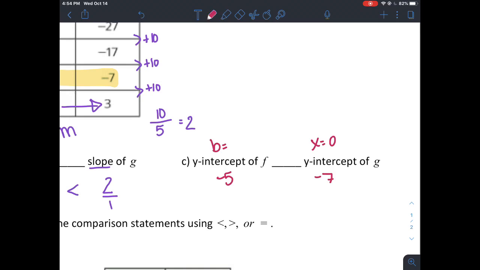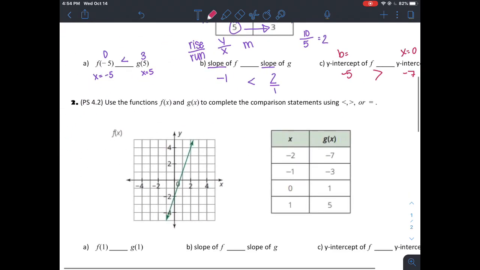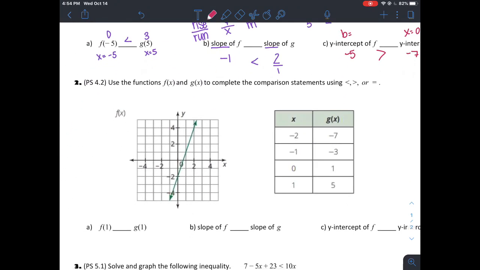So my inequality, which one is bigger? -5 is larger than -7. If we looked at a number line, bigger numbers are on the right, and -5 is on the right of -7.